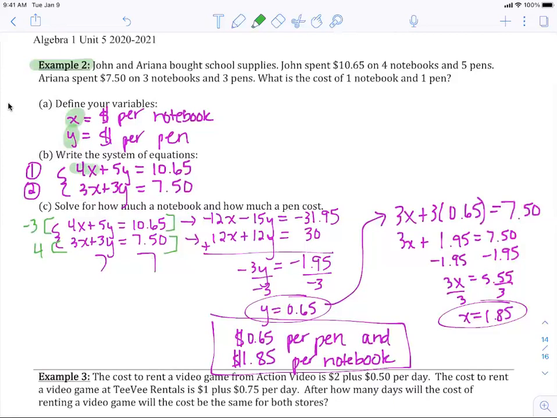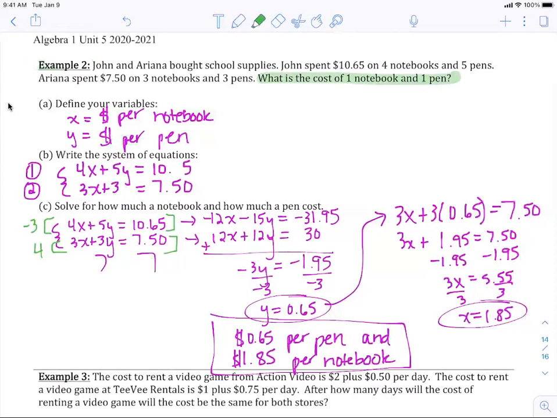Now, another trick of the trade is when you're trying to figure out your variables, there's actually a sentence that usually gives you an idea of what it should be. If you look at the last sentence of this, it says, what is the cost of 1 notebook and 1 pen? That's honestly how I figure out what my variables are. If it asks you what those things are, that means it didn't give them to you at the beginning of the problem. So that's a neat way of figuring out what your variables are going to be, and it helps make writing your equations a little bit nicer.